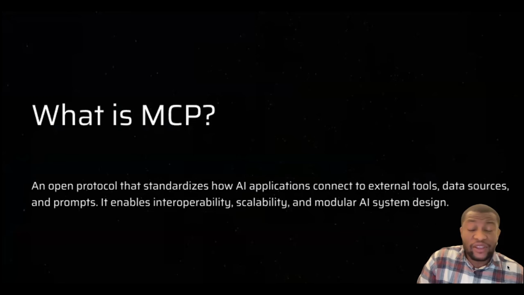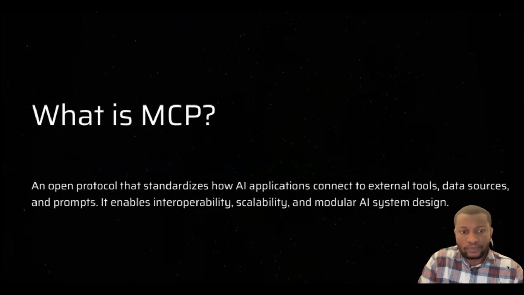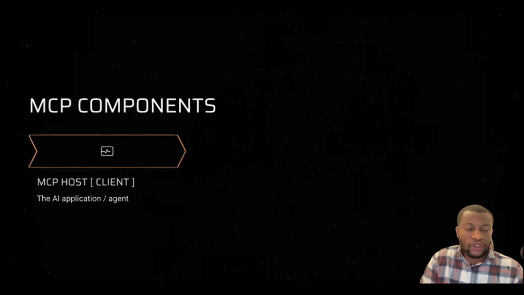MCP is simply a standard way for AI agents or AI applications to connect to external tools and gather external data. Think of it as the standard way for agents to gather more context or the way for the agent to execute functions. So what are the components involved in MCP?